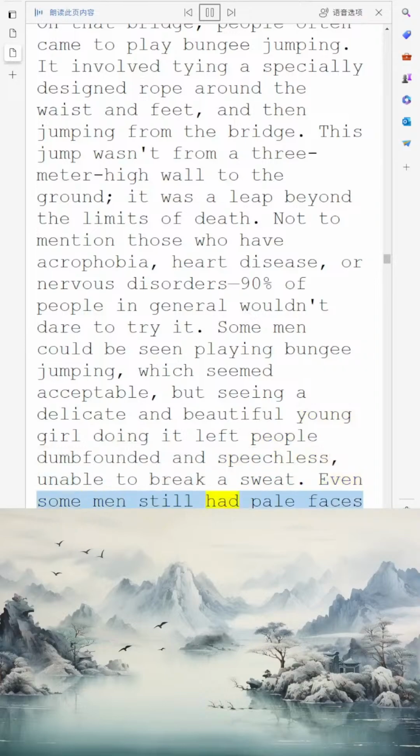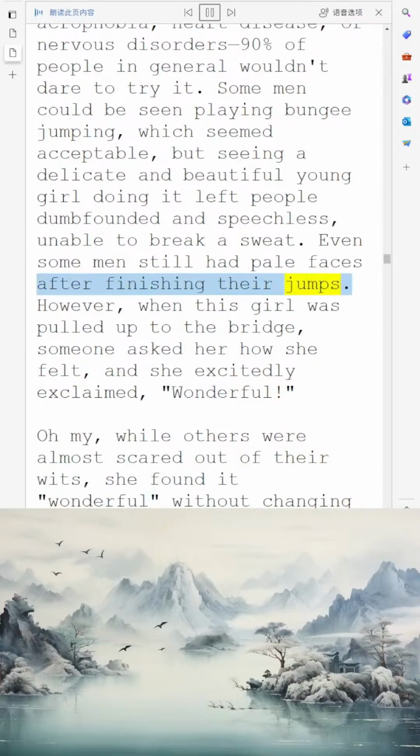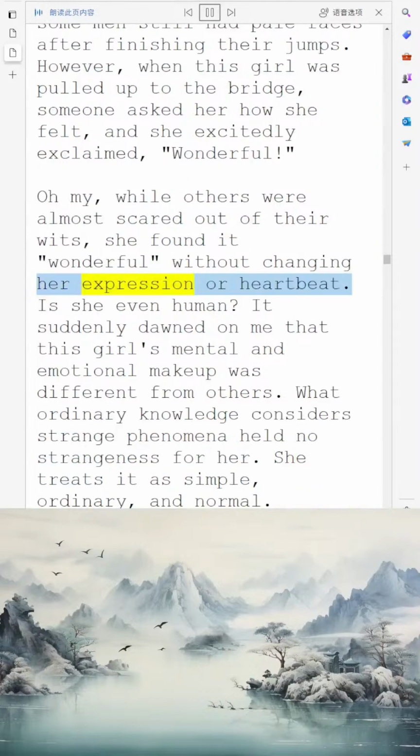Even some men still had pale faces after finishing their jumps. However, when this girl was pulled up to the bridge, someone asked her how she felt, and she excitedly exclaimed, "Wonderful, oh my." While others were almost scared out of their wits, she found it wonderful without changing her expression or heartbeat. Is she even human?